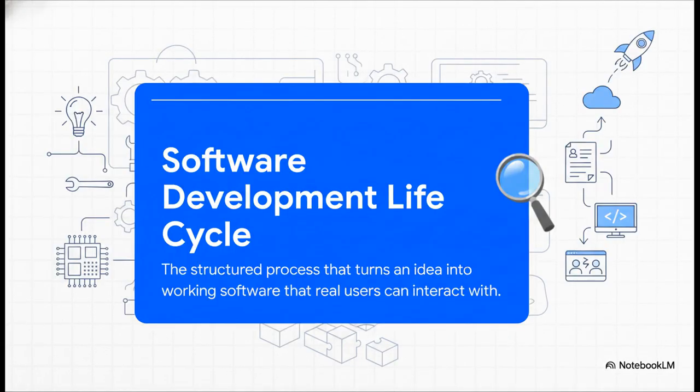And this is the solution to that chaos. It's called the Software Development Lifecycle, or SDLC for short. I want you to think of it as the master blueprint, right? It's the structured roadmap that brings order to everything and guides a team from a fuzzy concept to a real working product. It's the framework that makes innovation actually possible.